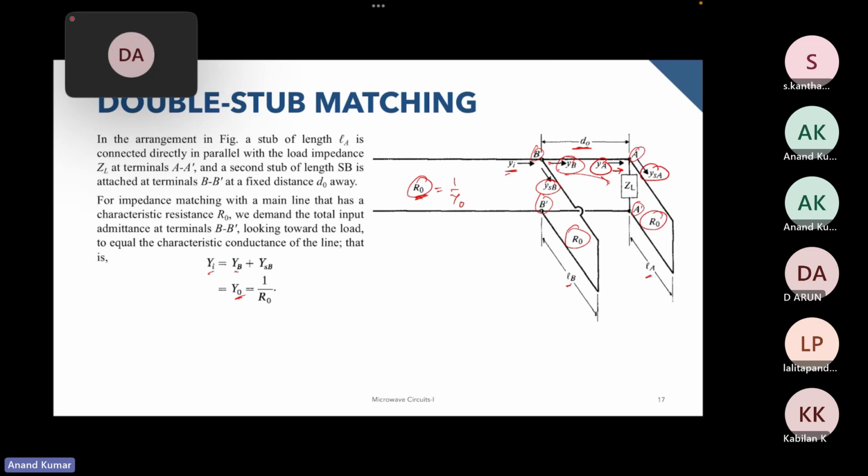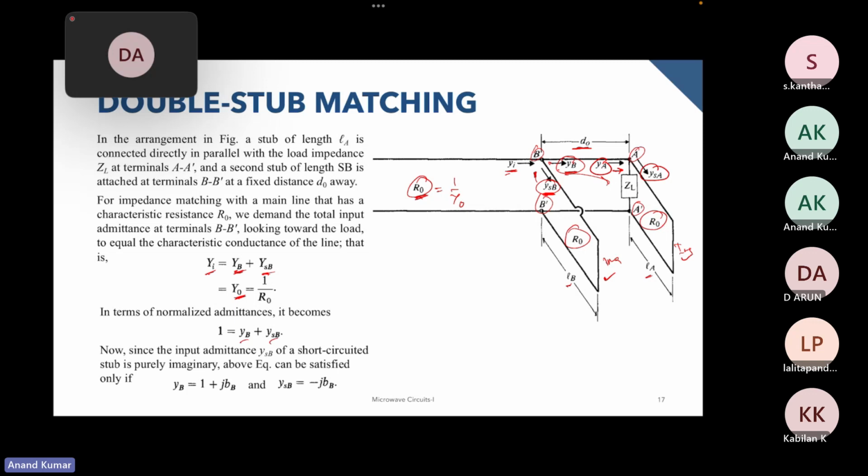And the admittance at this junction can be given as the sum of YB and YSB. YB is the admittance seen over here, and YSB is the admittance seen towards the stub. Since both of these are short circuited, the admittance offered by them will be purely imaginary. In terms of normalized admittances, yi will become 1 because this has to be equal to y naught, and YB and YSB will become small yb and small ysb.